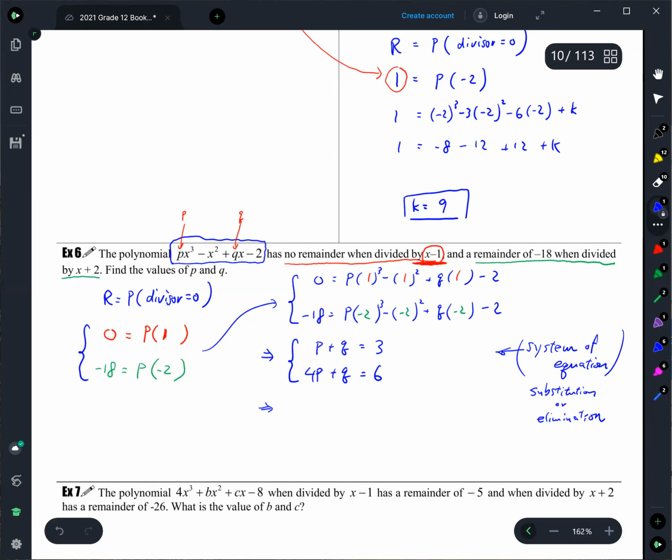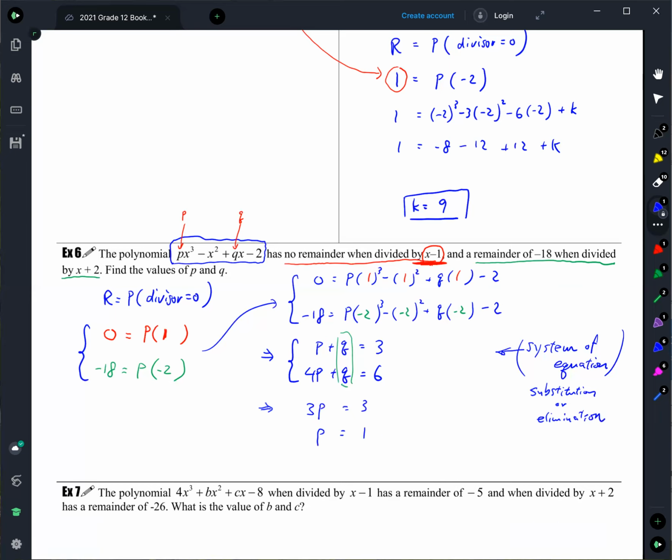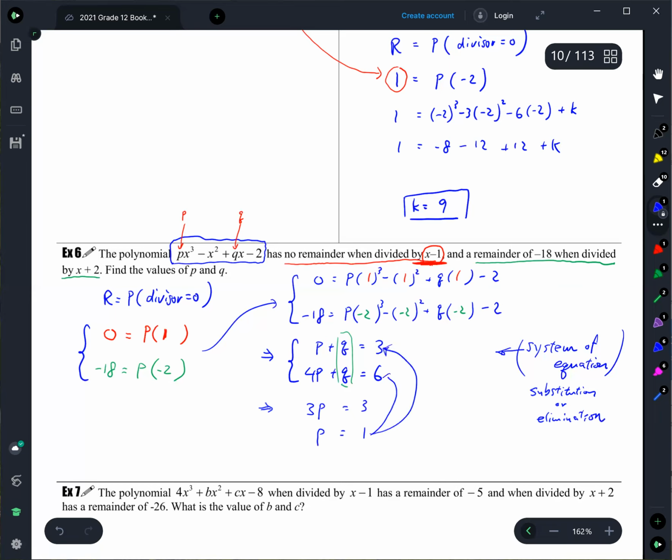Okay, in this one, I think it's easier to just eliminate, right? Because the q's are the same already. So you could subtract them. Subtract the bottom one from the top one. You get 3p, q cancels out, equals 3. You get p equal to 1. So you found p equal to 1, you can plug it back into any of them, doesn't matter. So p plus q has to be 3.